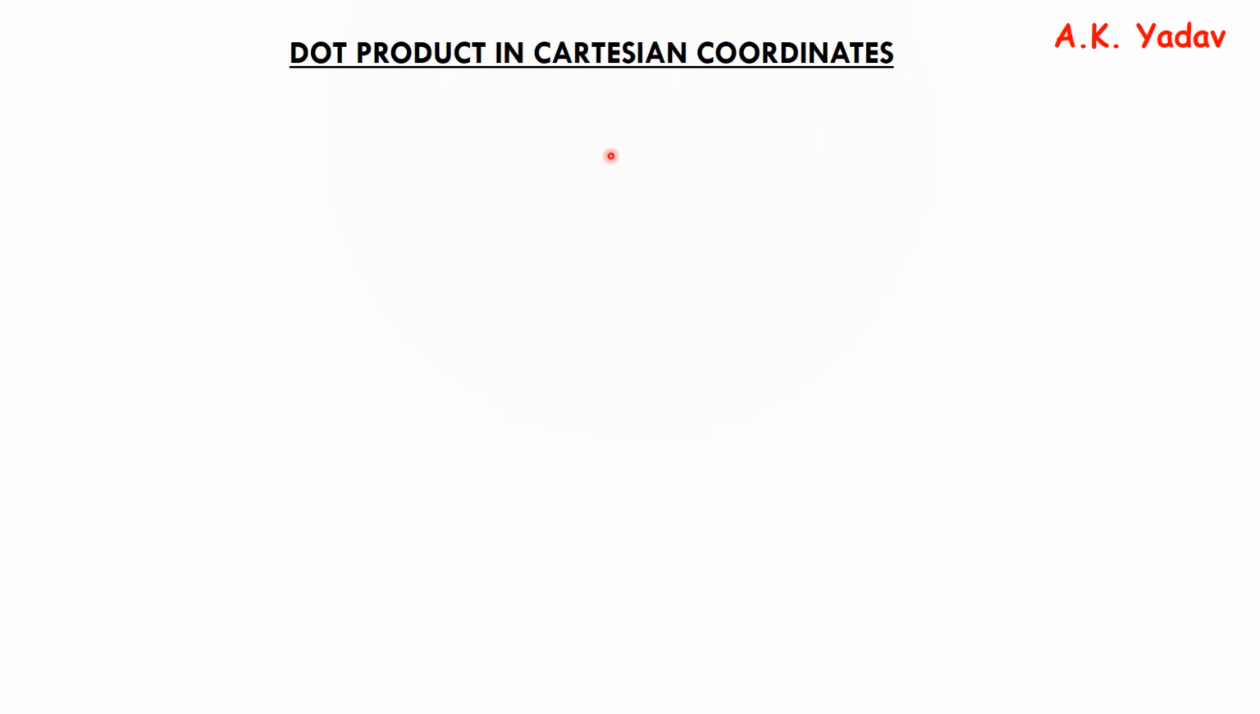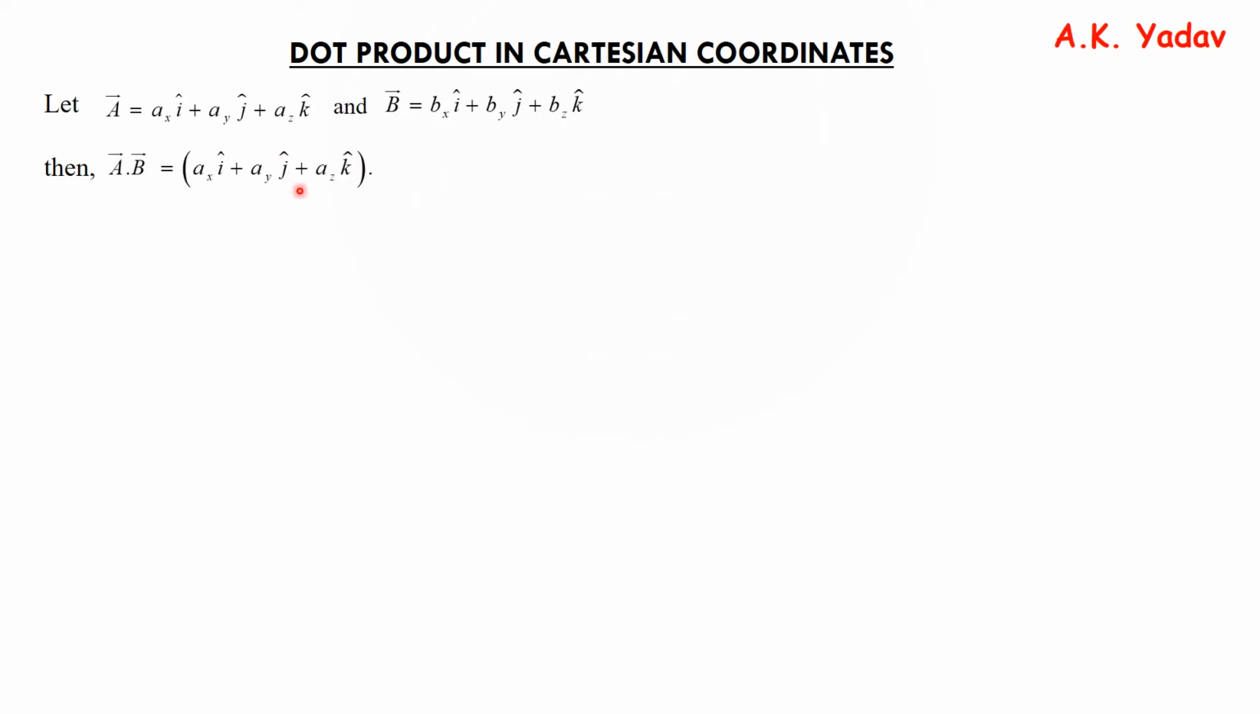Dot product in Cartesian coordinates. Let vector a equal to axi plus ayj plus azk, and vector b is equal to bxi plus byj plus bzk. Then a dot b is equal to vector a dot vector b.